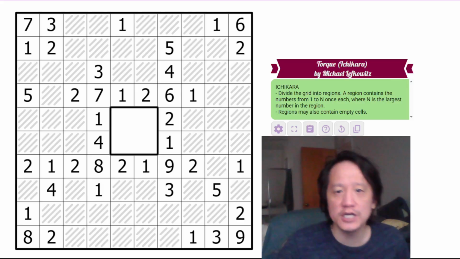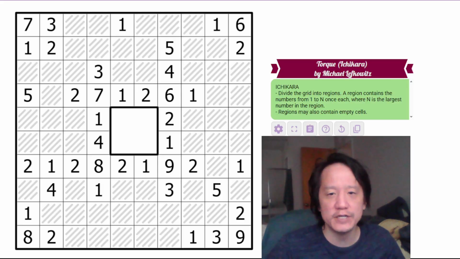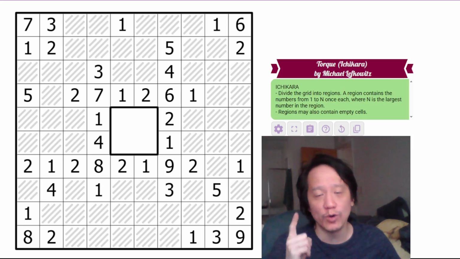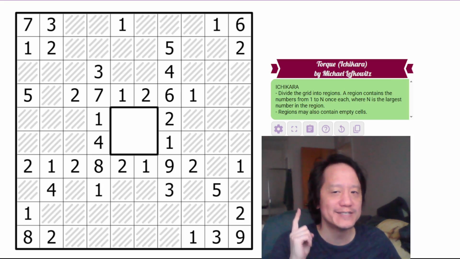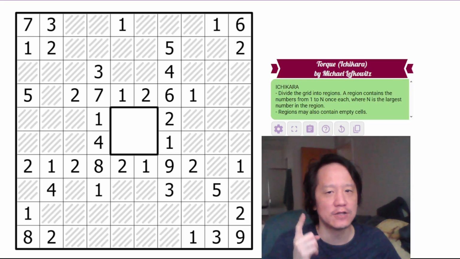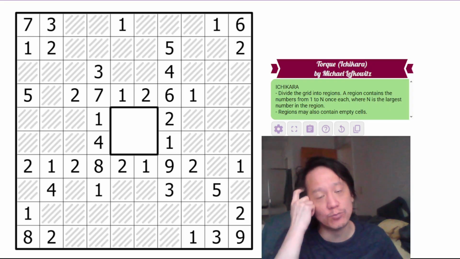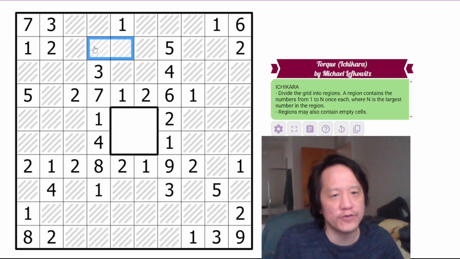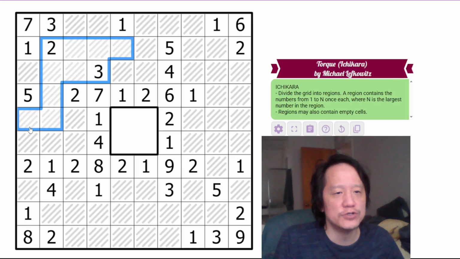We have Ichikara, which means we need to divide the grid into regions, where a region contains the numbers from 1 to n once each, where n is the largest number in the region. And the region must be an orthogonally connected region, where basically to get from any cell in the region to any other cell in the region, you can just do it by going through edges.